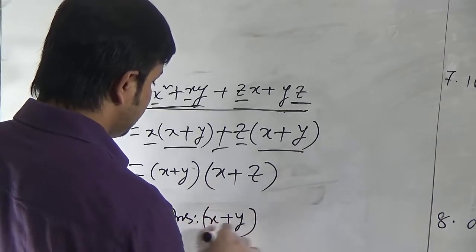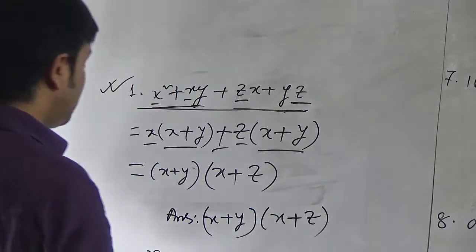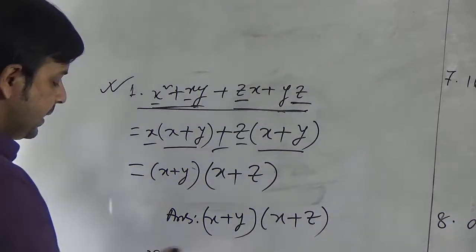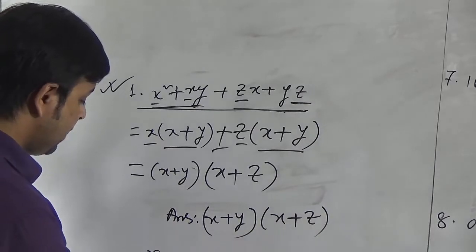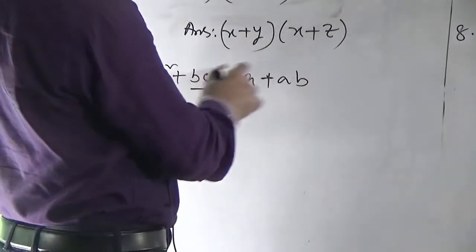X plus y into x plus z. Now question 2. There are 4 terms in this expression: a square, bc. Here there is no common a, so we cannot take a common from all the terms.